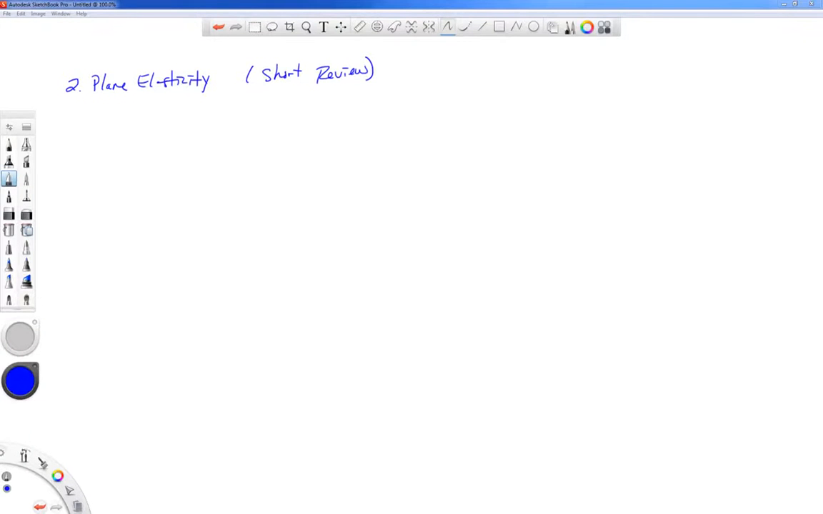Okay, so this one will be kind of a short one here, where we just review a little bit about what we know about plane elasticity. So from either mechanics of materials, or if you take an elasticity class, we know Hooke's law.